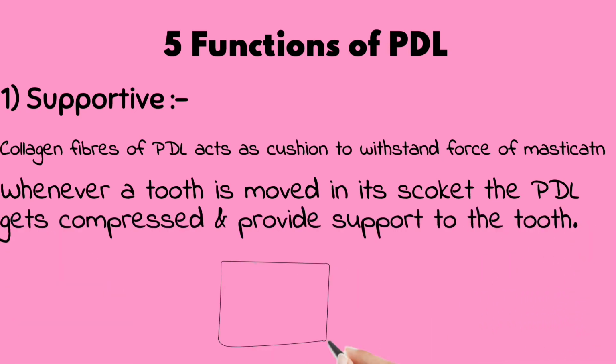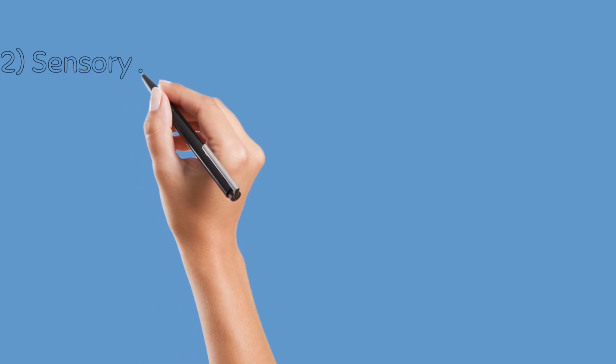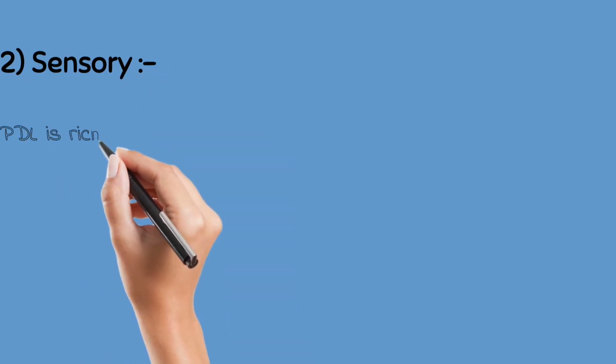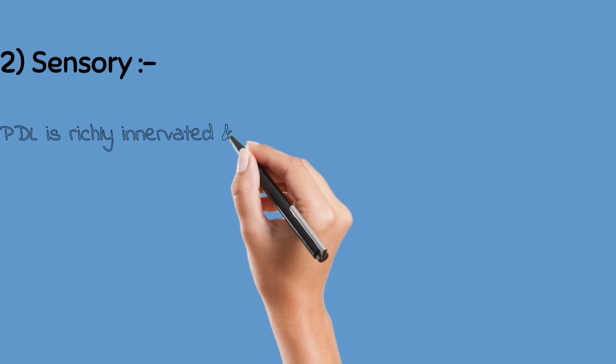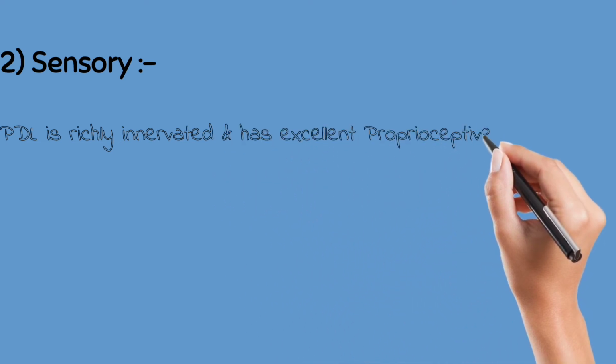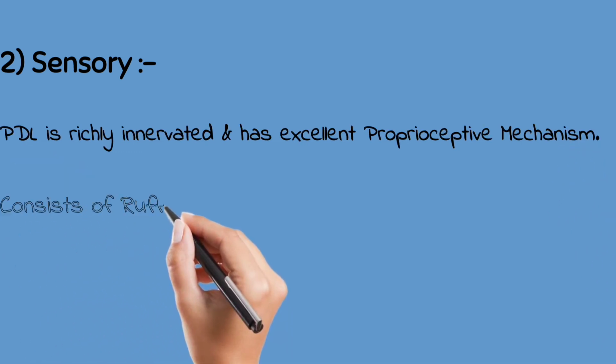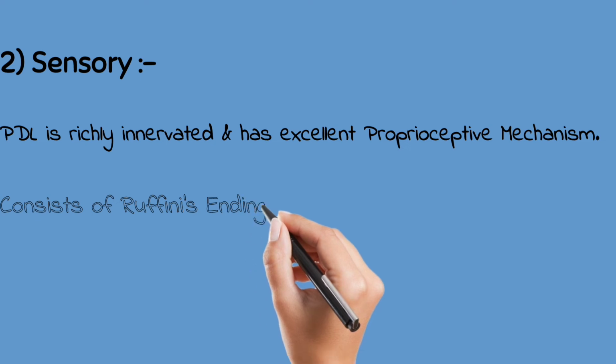Whenever a tooth is moved in its socket, the periodontal ligament gets compressed and provides support to the tooth. Next function is the sensory function. The PDL is richly innervated and has an excellent proprioceptive mechanism. What does this proprioceptive mechanism do? The PDL helps in identifying the slightest amount of force that is applied to the tooth.